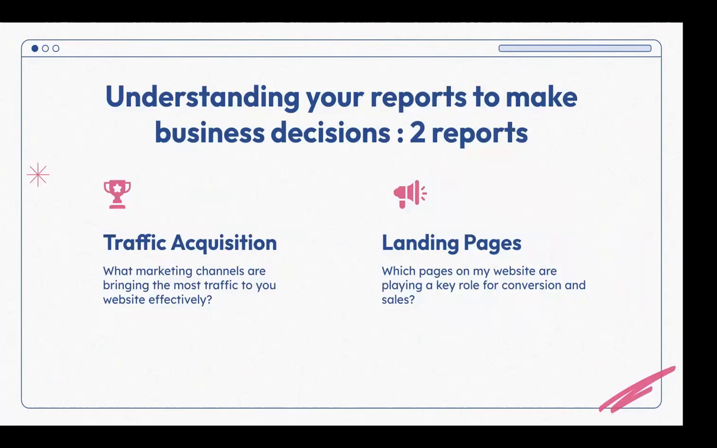And so we're going to look at 2 reports that are really designed to help you make business decisions around your marketing and your content. So the first one is called traffic acquisition. I'm going to show you exactly where to find it in Google Analytics 4, so don't worry. And you guys have access to this training forever too, so you can always go back. The traffic acquisition report is going to answer the question of what marketing channels are bringing the most traffic to your website effectively. And so again, having that awareness of where I am spending my time right now with my marketing is going to help bring context to that report.